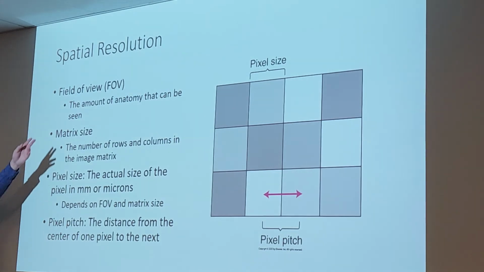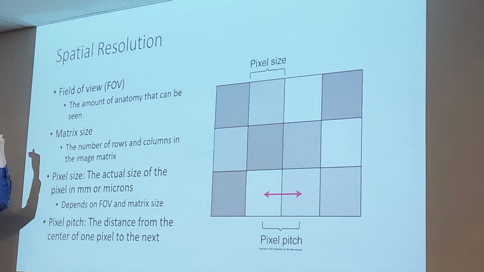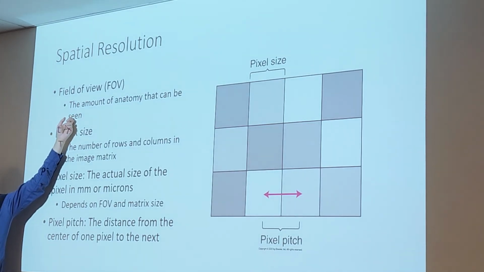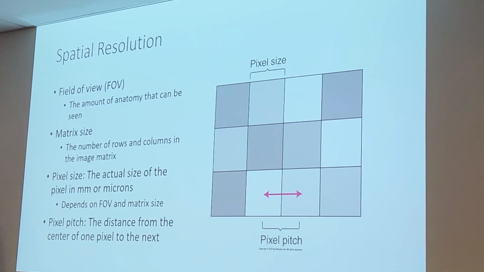Okay. Field of view, the amount of area covered, the amount of anatomy that we see. Matrix size, the number of rows and columns inside our image matrix. How many rows, how many columns do we use to demonstrate our image? So I'm looking at this much anatomy. For this much anatomy, I have so many columns, I have so many rows. That is our image matrix. The pixel size depends on field of view and image matrix. So it depends on your field of view, it depends on the matrix size.